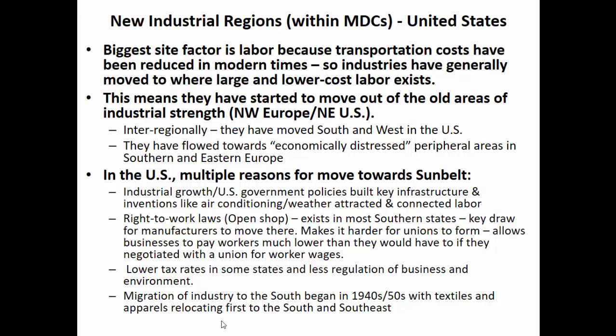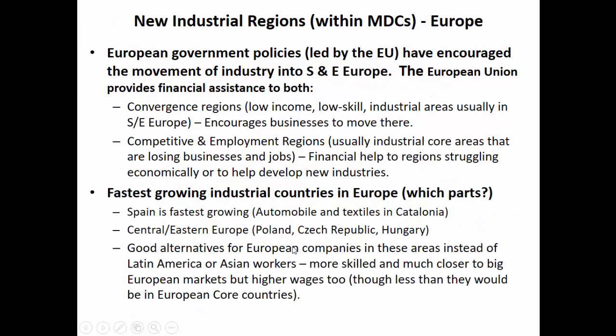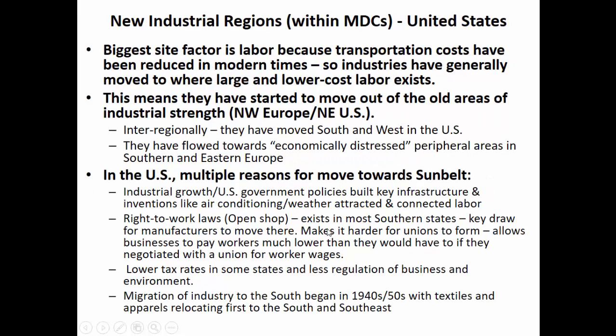Number two, right to work laws. This is so important. It's also known as the open shop. There's two words for it. Right to work laws exist in most southern states, and they're huge to manufacturers, to businesses. It's a huge reason why they've moved down to these areas. It makes it harder for unions to form. What a right to work law says is that anybody can work in that industry. You don't have to belong to a union in order to do so.